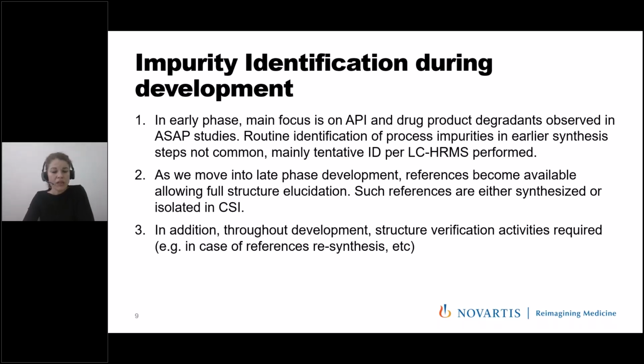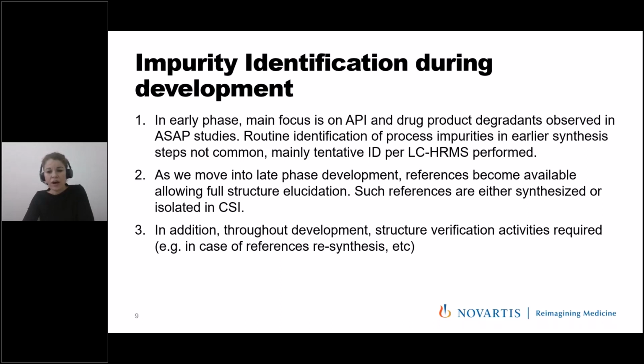We perform routine identification of process impurities in earlier synthesis steps only later. In the early phase business, we mainly do tentative LC-MS for these earlier synthetic steps. As we move into late phase development, references become available, allowing full structure elucidation also for the impurities present in the starting materials and in the intermediate of synthesis.